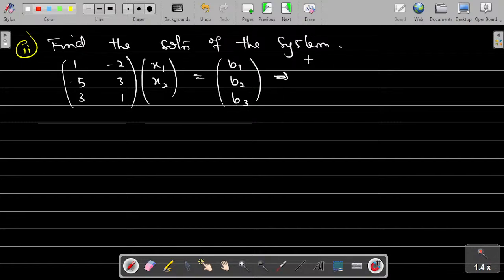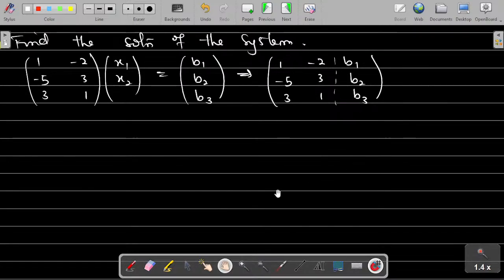So that implies that we will have 1, minus 5, 3, and then here we have minus 2, 3 and 1, and then under the augmented part we have b1, b2 and b3. The thing is that after the reduction we can still bring our b to the right and then bring in our x. Let's begin our reduction now. So let me move this here and try to reduce at this part.